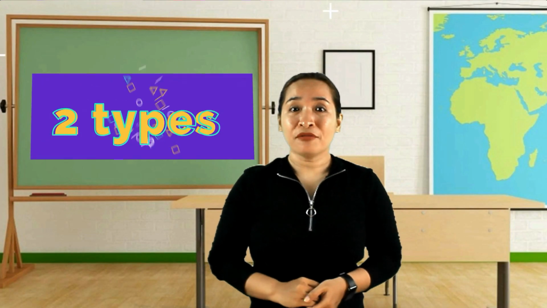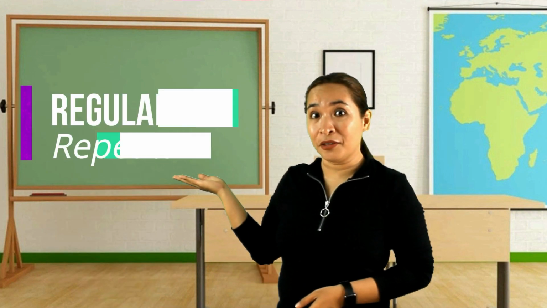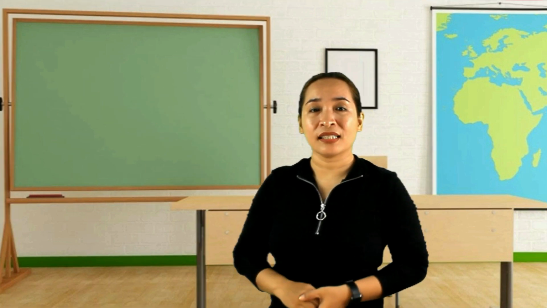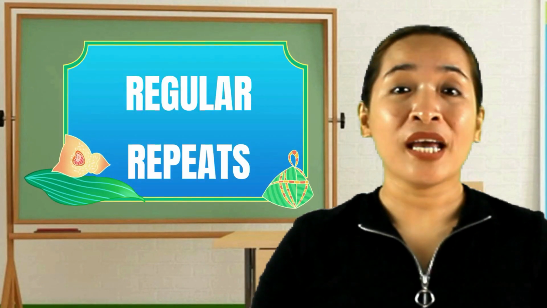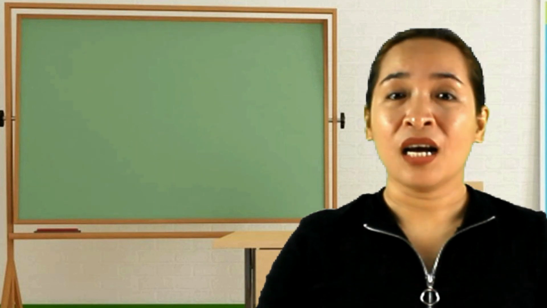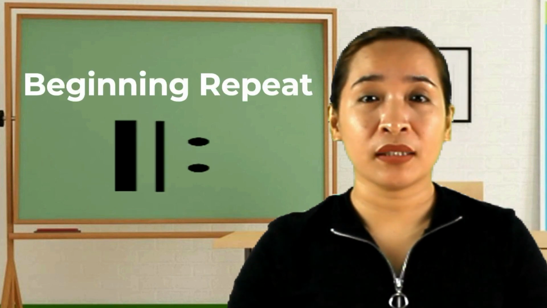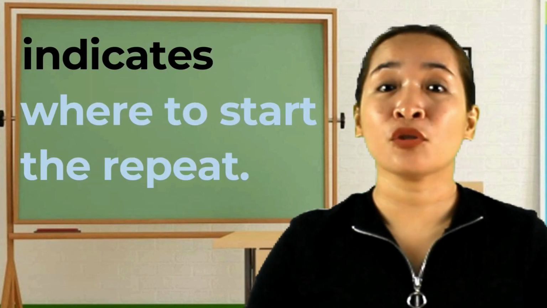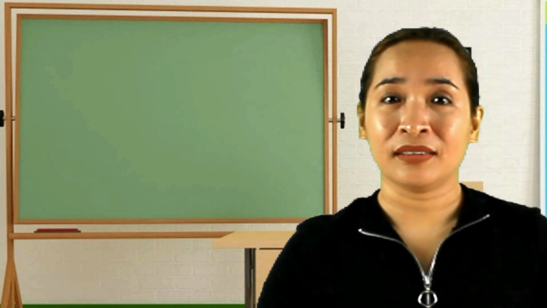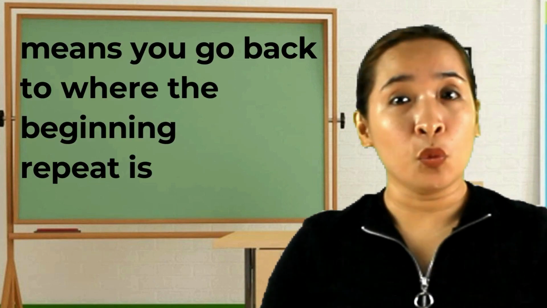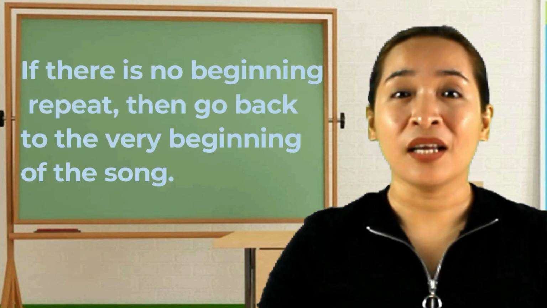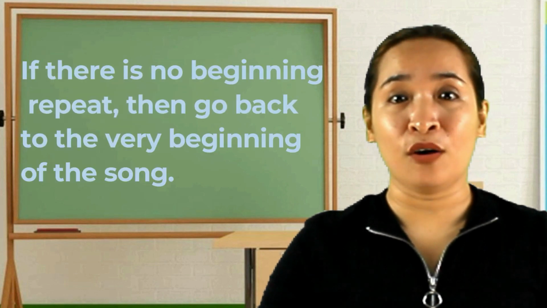There are two types of repeat marks: the regular repeats and the specific repeats. For the regular repeats, we have two: the beginning repeat and the end repeat. By the name itself, the beginning repeat indicates where to start the repeat. And when you see the end repeat, it means you go back to where the beginning repeat is, and if there's no beginning repeat, then you go back to the very beginning of the song.